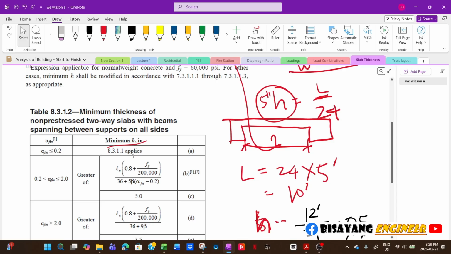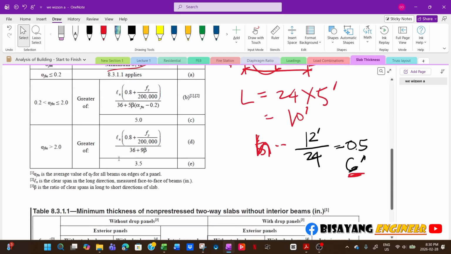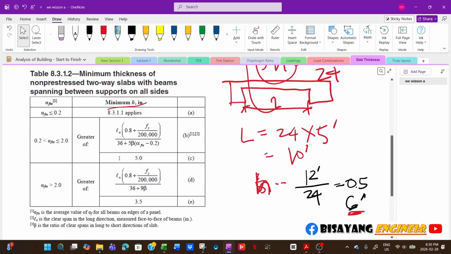But when I was still at university, the calculation for slab thickness for a two-way slab depends on the perimeter. So you will calculate the perimeter. This is a different calculation, but the idea is the same.